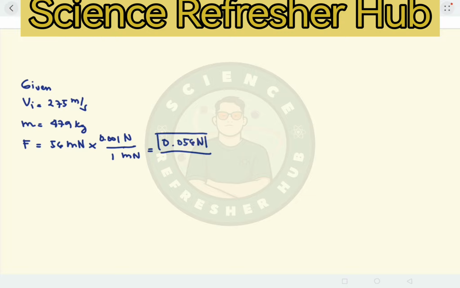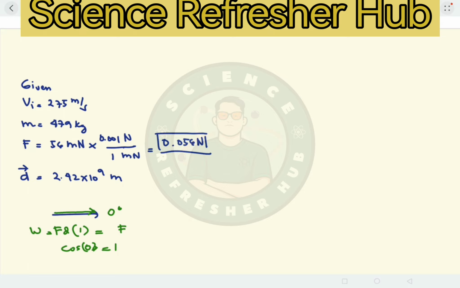And what else? We have the displacement. It's 2.42 times 10 raised to 9 meters. As you notice, the displacement is positive, so it's going to be right or up. And the force is also positive, so they are in the same direction. So the angle there is 0. As you all know, work is equal to force times displacement times cosine theta, and cosine 0 will give you 1. So if we replace cosine theta with 1 here, the answer is still FD. So no need to put it at this very moment.